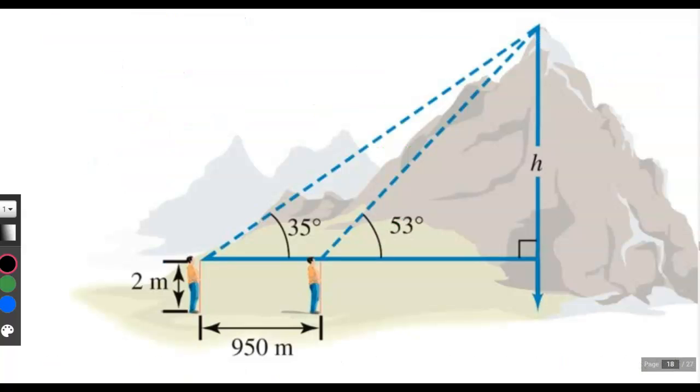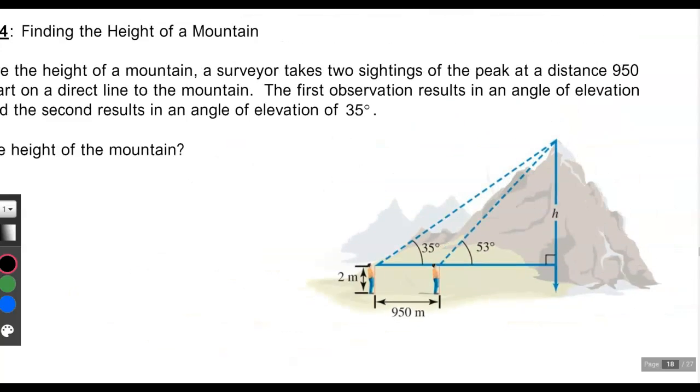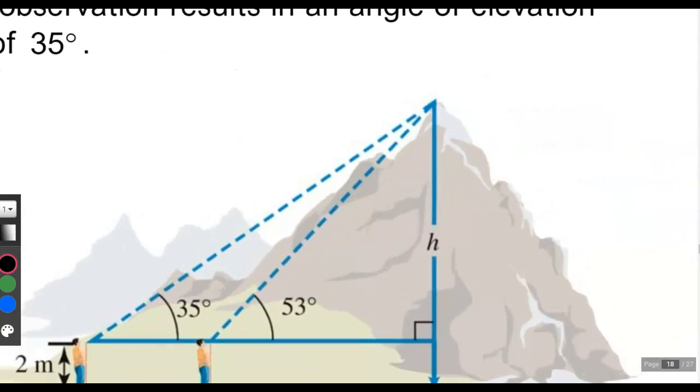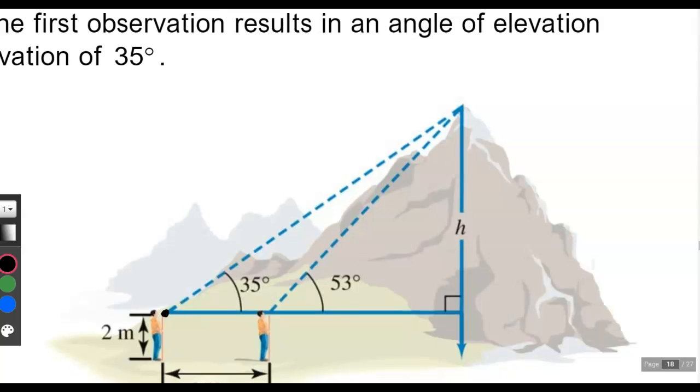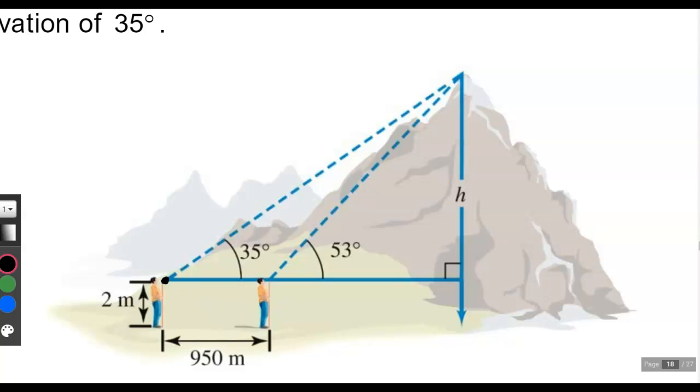Okay, so this problem is asking us to solve for the height of this mountain. Now, this surveyor, I know this problem is worded a little bit weirdly because it doesn't tell you that the surveyor's eyes are a distance of 2 meters away from the ground. So whatever we solve for H, to find the true height of the mountain, what do you think we have to do in the end? To get the true height? Add 2. Okay? That's just something that's a little extra we have to do at the end. We just have to remember.